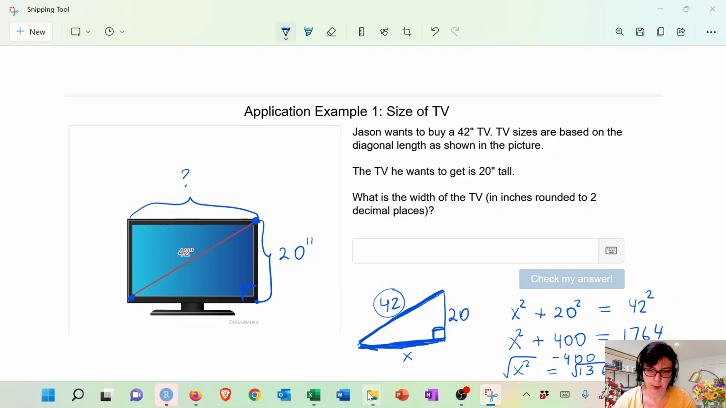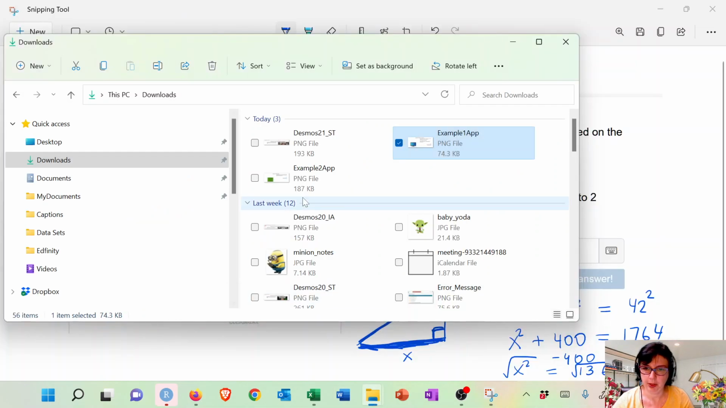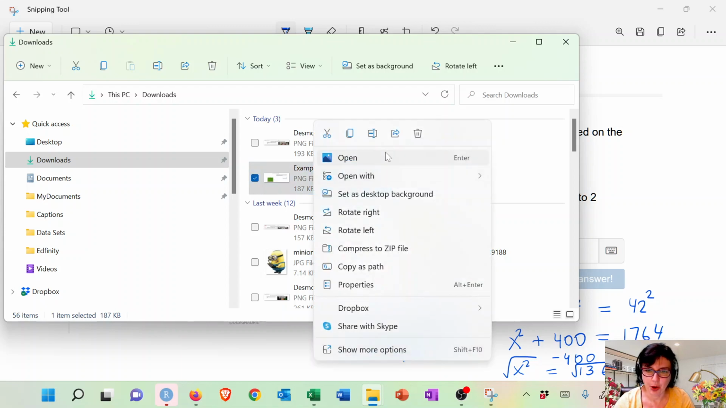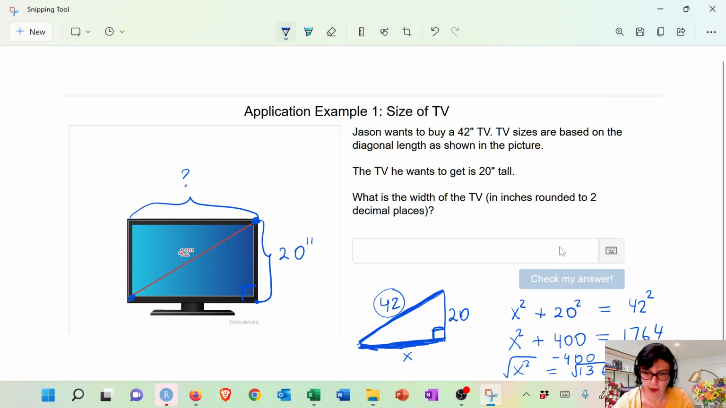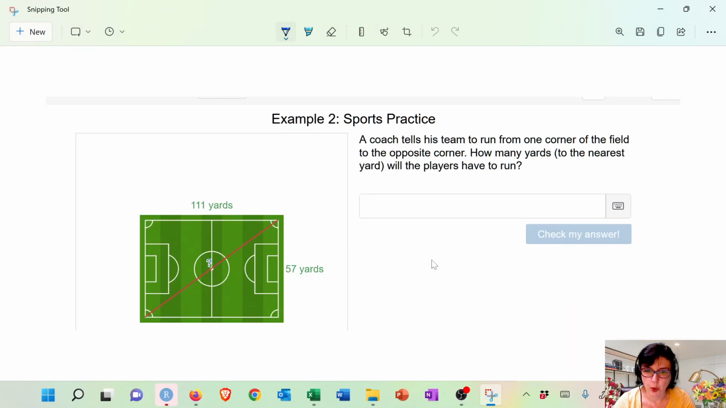In the last example, and I am so happy that we are close, this is our very last example. So we are looking at one more application, and this time about a sports field. This is a coach telling his team to run from one corner of the field to the opposite corner. So we know that the field is 57 yards on one of the sides, I guess length, and then the other side is width. And we want to know how many yards these players have to run.